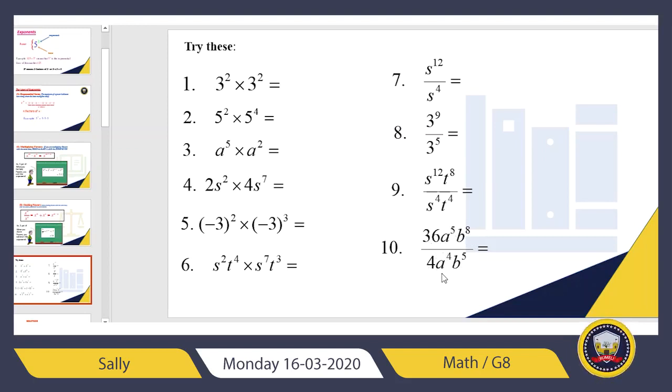A power 5 divided by A power 4 means A power 5 minus 4, which is A power 1, or I can write it as A. Either A or A power 1, both are the same. B power 8 minus B power 5, which is 8 minus 5, is 3. So the answer will be 9A (A power 1), B power of 3.